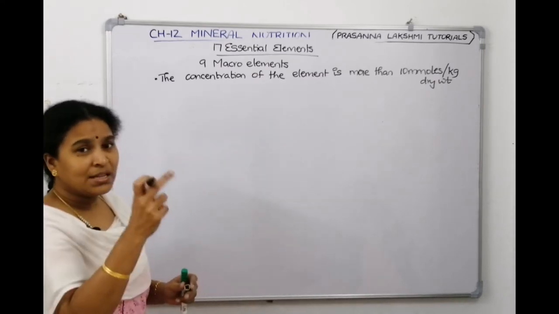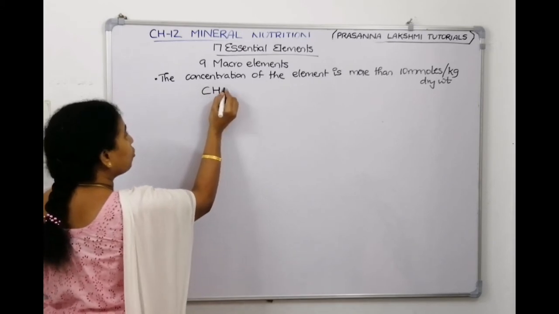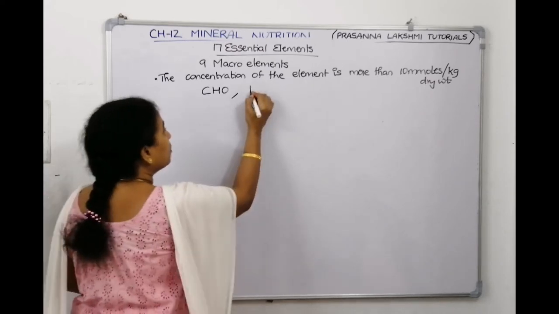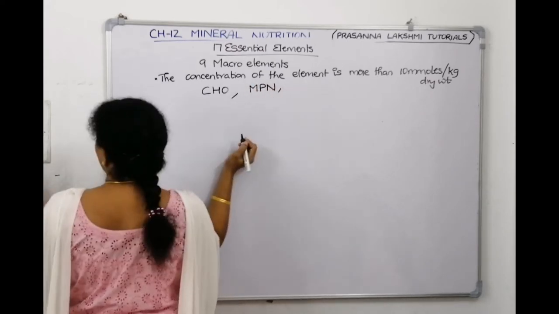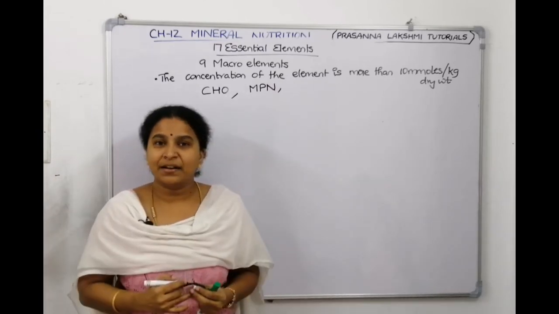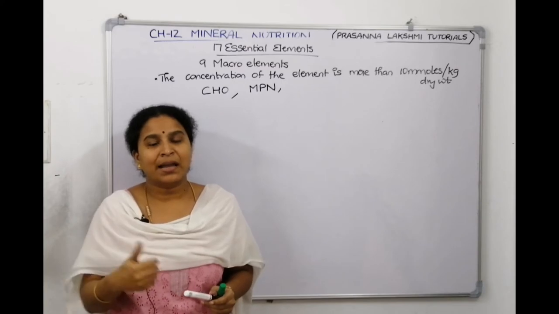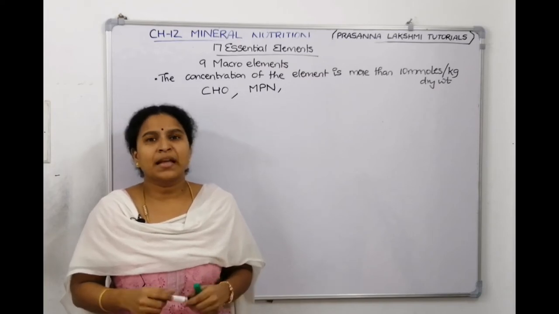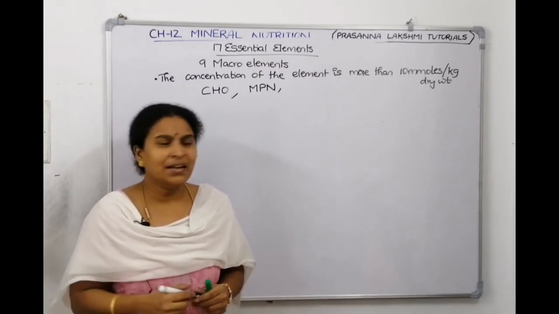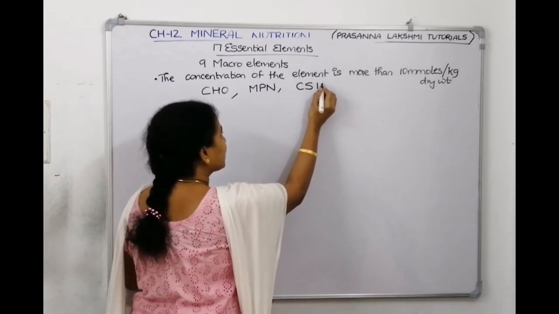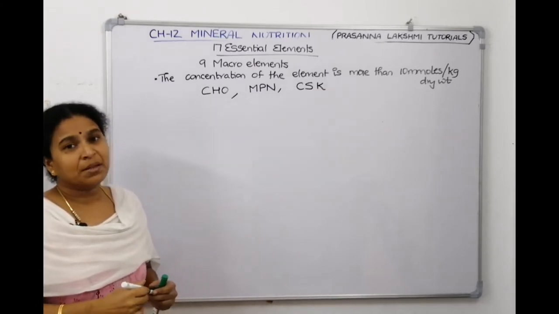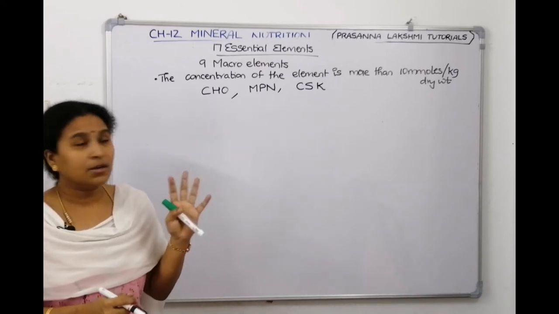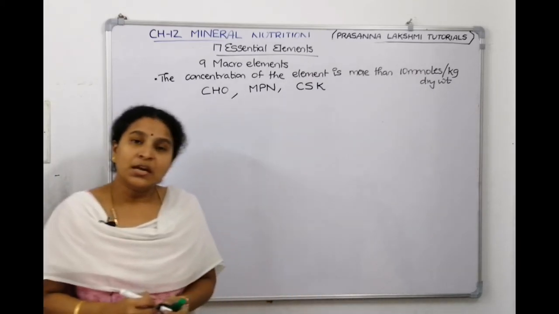What is the code we made to remember macro elements? I told you to remember 3-3-3. First, CHO: carbon, hydrogen, oxygen are the major molecules, so you can remember easily. The next 3 is MPN. MPN means most probable number, that's the way I remember. MPN is used when we count E. coli bacteria in a milk sample or water sample. Then there is the IPL CSK team, so remember the third category is CSK. We made a code: CHO, MPN, CSK. These 9 are macro elements. Their concentration is more than 10 millimoles per kg dry matter.